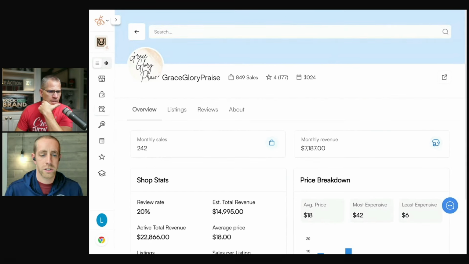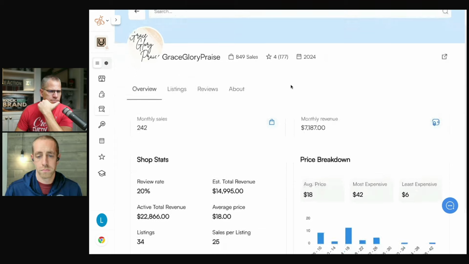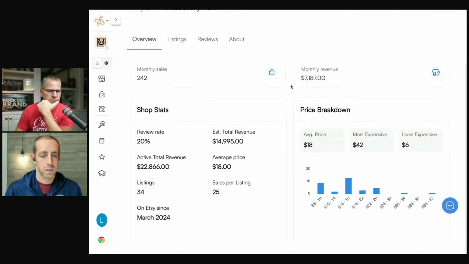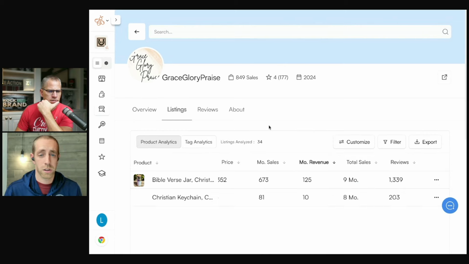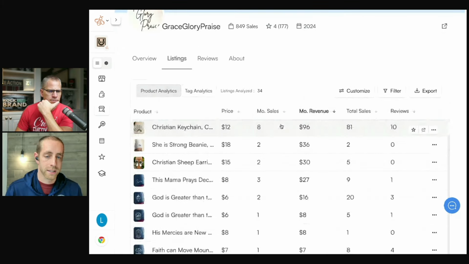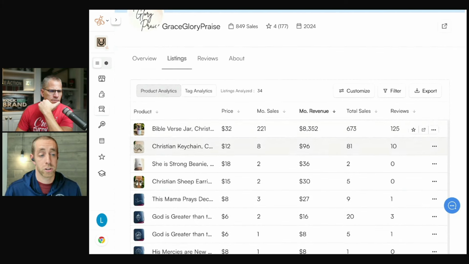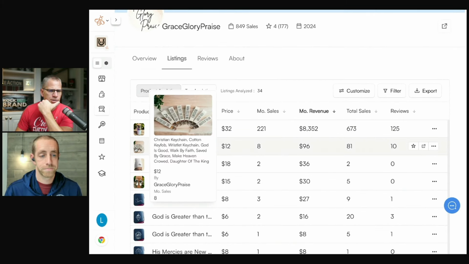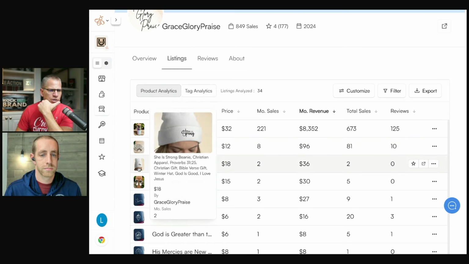So they're doing about $7,200 a month. Averaging 25 sales a listing, which is not as high as some of the other ones that we've seen, but it's not bad. This is a 9-month-old shop. And it looks like the thing that's absolutely dominating for them is that jar. It's not great, but it's another little product that they got there, and it's a new shop.